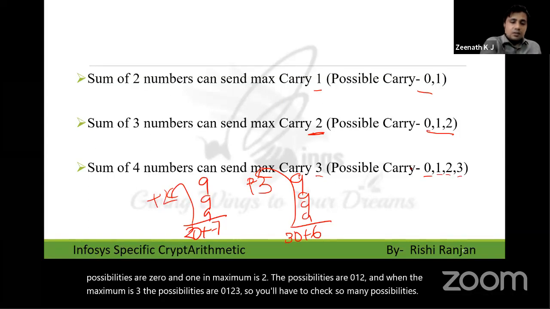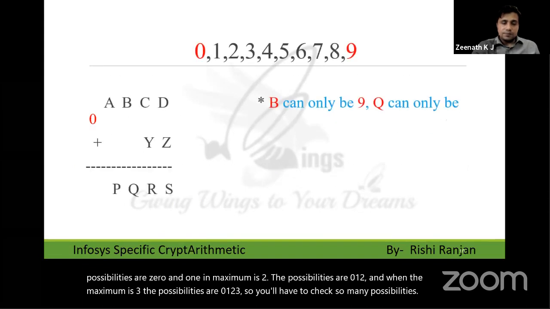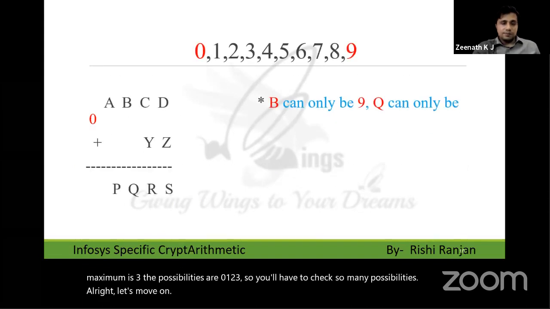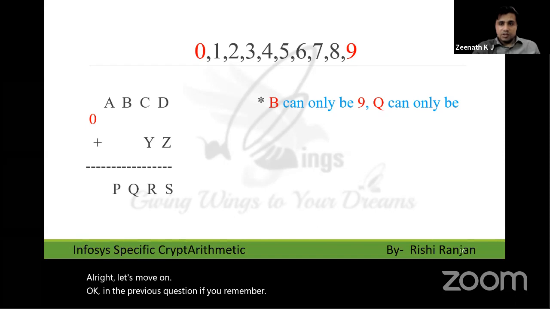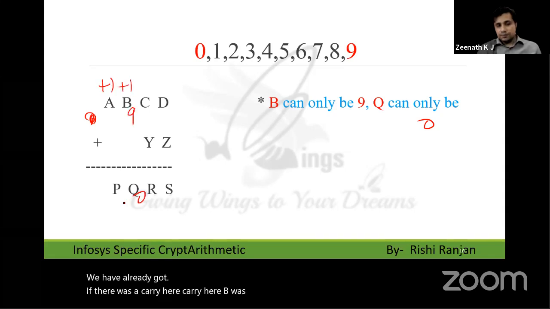All right. Let's move on. In the previous question, if you remember, we have already got A. There was a carry here, carry here. B was 9 and Q was 0.